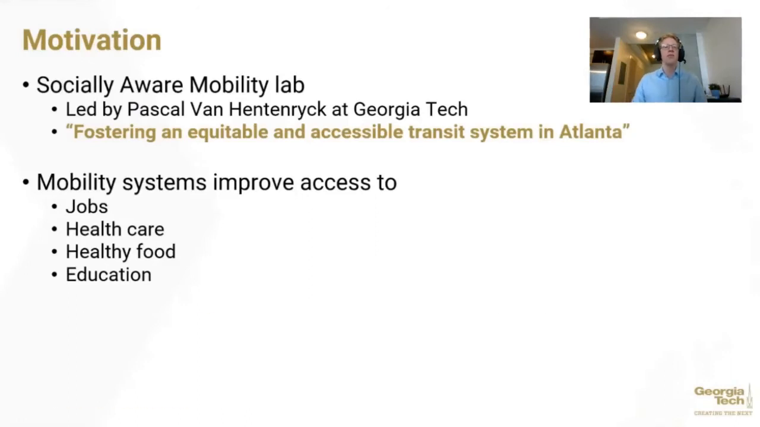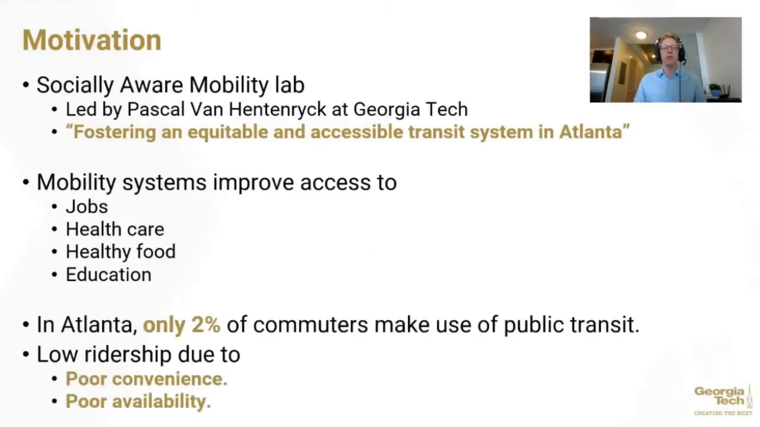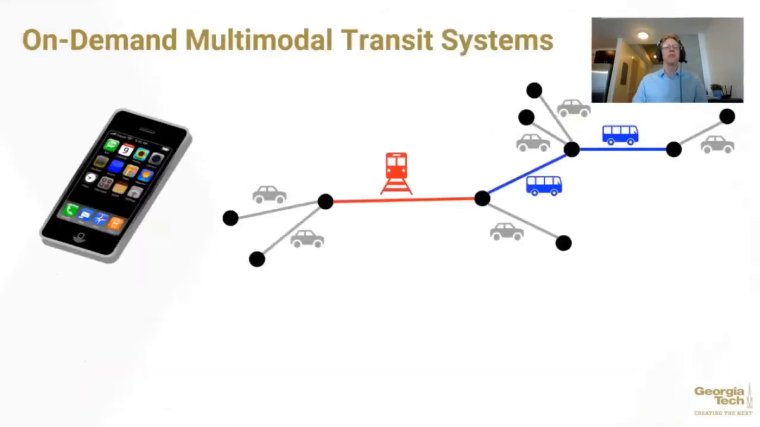On the other hand, if we look at how the current system is used, we see that in Atlanta only 2% of commuters make use of public transit, which is low. If we compare this to some other US cities, like Boston, for example, we're talking about 15%. So 2% is low. And the main reason that this is so low is due to poor convenience and poor availability. Well, to try to improve this situation, we've been exploring on-demand multimodal transit systems.